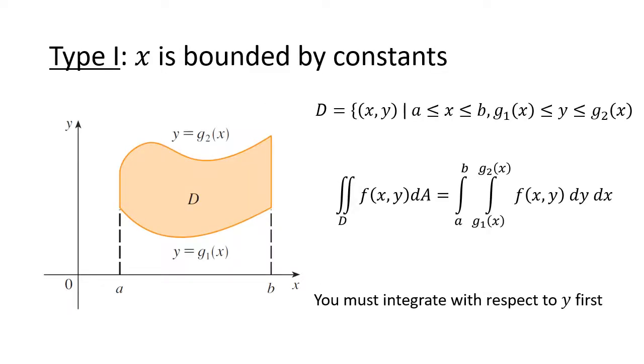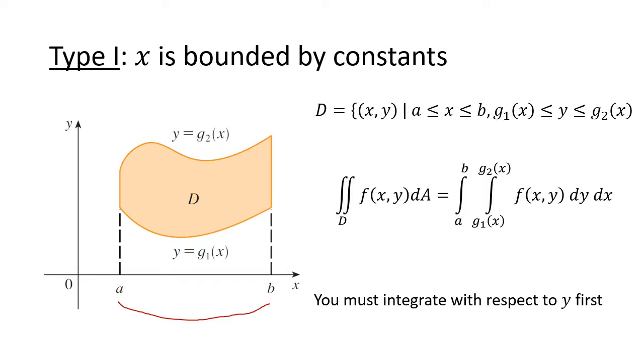Now, when we're integrating over a general region, there's typically two types of regions that we can integrate over, and they're going to be set up in terms of our x's and y's. So our type 1 is where x is bounded by constants. If I can bound my x between two constants, a and b, and my y gets more complicated with our functions, this is a type 1 region, and we're going to set up a type 1 double integral.